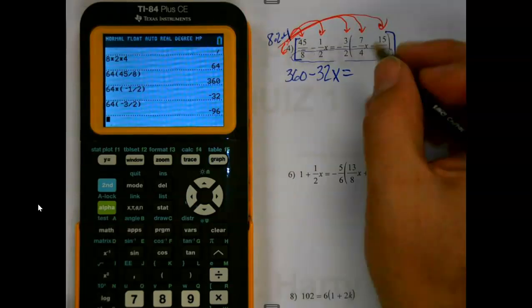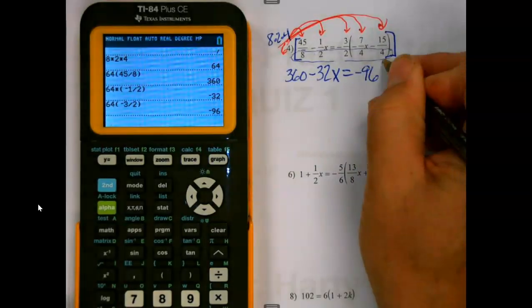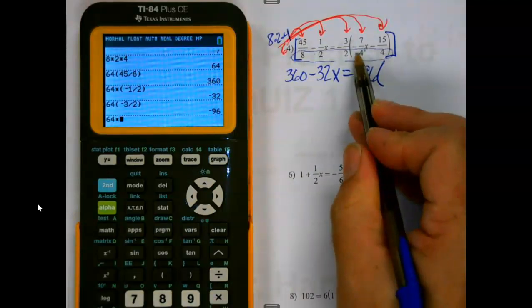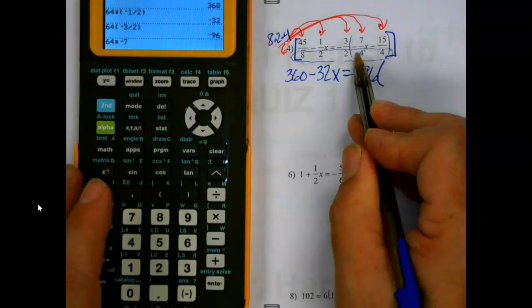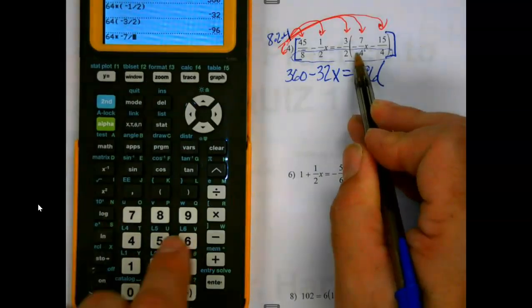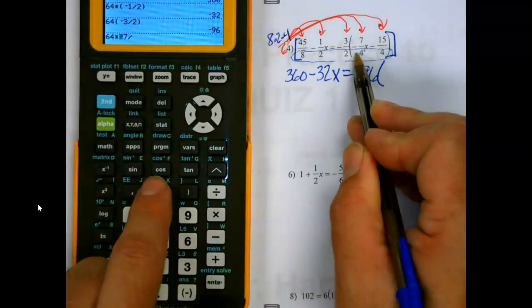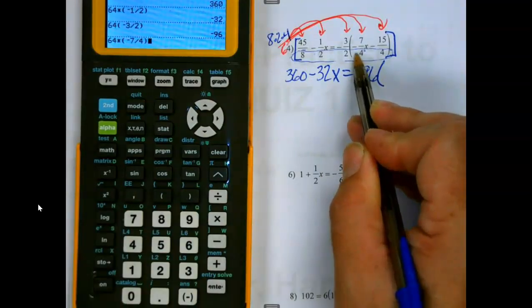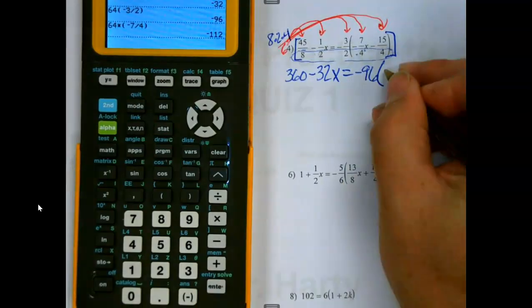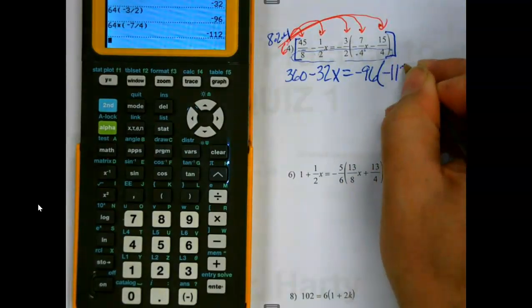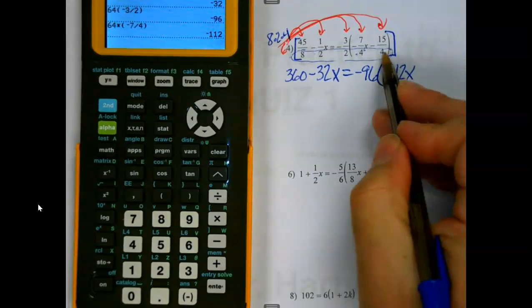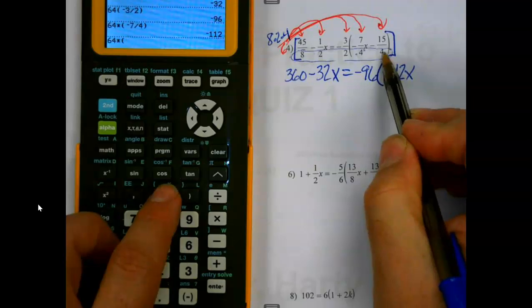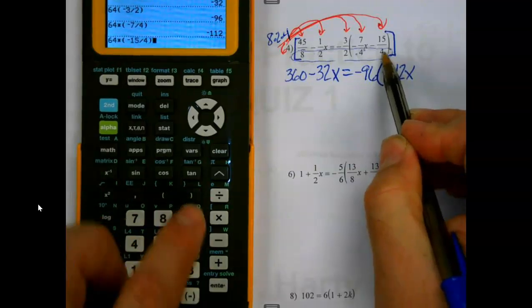Negative 3/2. 64 times negative 7. And again, we're just using the division button. Whoops, I got it in my parentheses, though. Negative 7 divided by 4. Can't put the variables in here. That's all right. One more. 64 times negative 15 divided by 4.